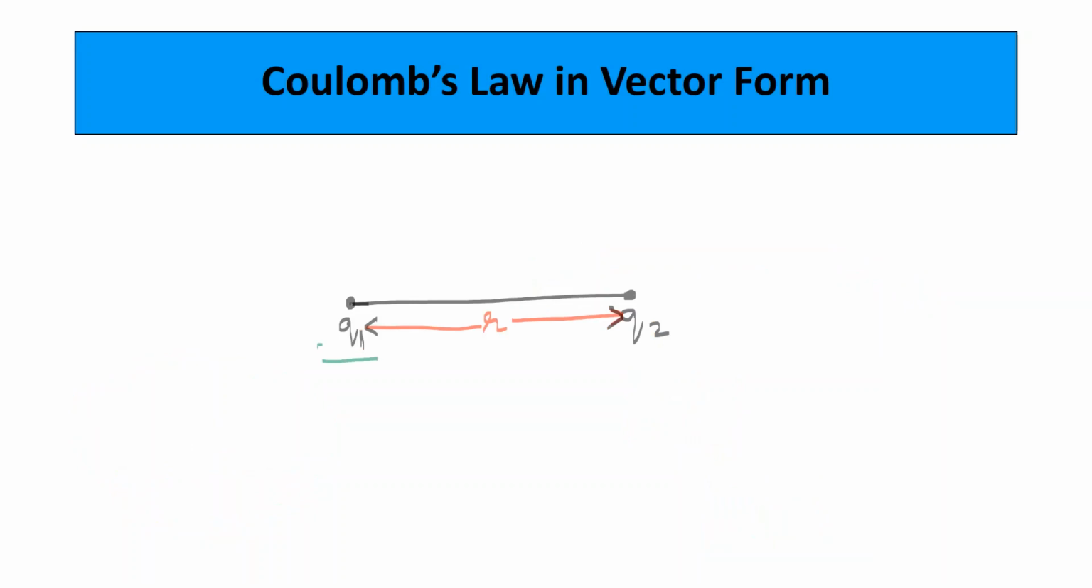Here the two point charges Q1 and Q2 are separated by a distance R. This distance R from Q1 to Q2 can be represented using the vector R21, or you can use R12 also. Here I am using the notation R21 to indicate the distance from Q1 to Q2, and to indicate the distance from Q2 to Q1, I am using the notation R12. These vectors R21 and R12 are equal and opposite.